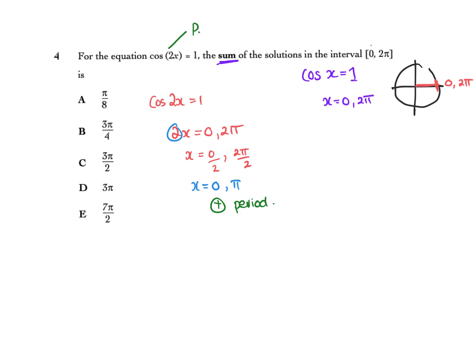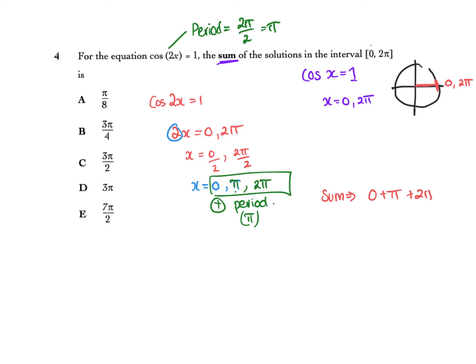And if you look up here, the period for this graph is 2 pi divided by 2, so it's pi. So you can add the period. So we're going to add pi to them. So 0 add pi just gives this answer again, but pi add pi will be 2 pi. So we've actually got 3 answers here. And the question said, what is the sum of them? So the sum, meaning 0 plus pi plus 2 pi. So therefore that is 3 pi. And that's how we get that answer.